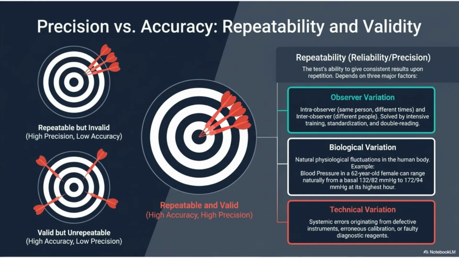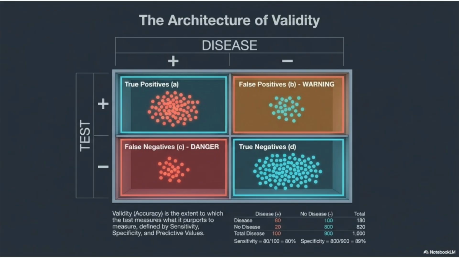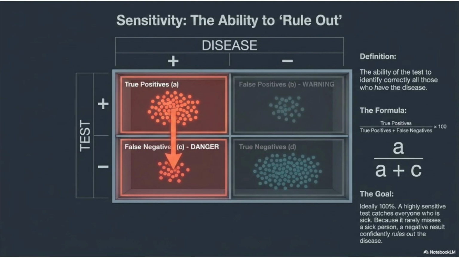Validity, on the other hand, refers to accuracy. It answers a different question. Does the test correctly identify who truly has the disease and who does not? A valid test measures what it is supposed to measure. An easy way to remember this is: reliability is repeatability, validity is accuracy. A test may be reliable without being valid, but a truly valid test should also be reliable. To measure the validity of a screening test, we use two very important indicators: sensitivity and specificity. Let's begin with sensitivity.